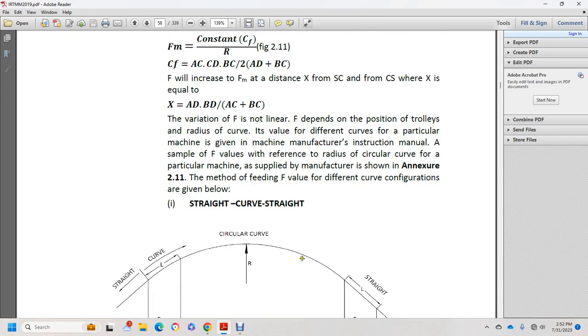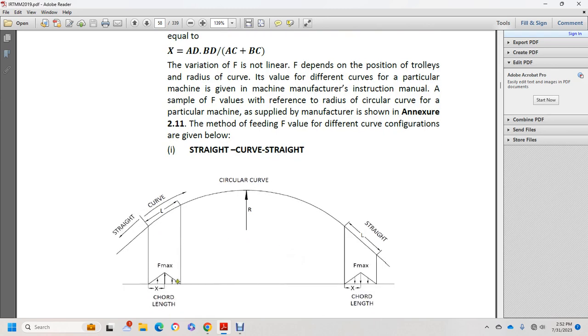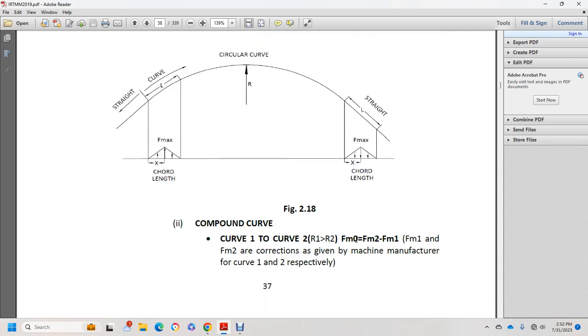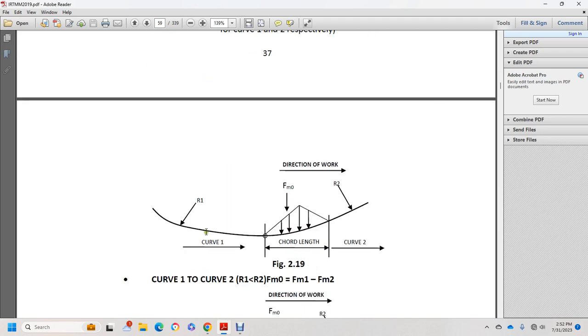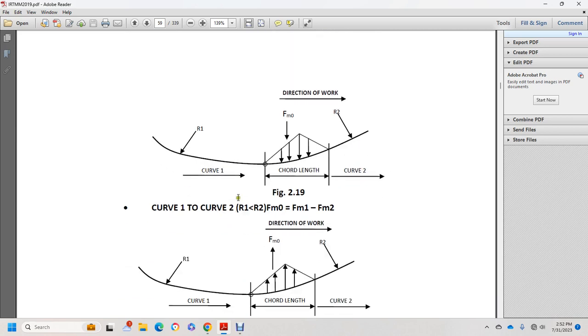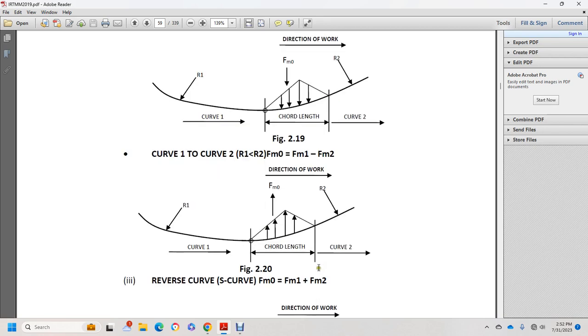First, straight curve straight, shown with the straight, the curve and the F maximum at the chord length of the circular curve. Compound curve, curve 1 to curve 2: if radius 1 is greater than radius 2, FMO is equal to FM2 minus FM1. FM1 and FM2 are corrections given by the machine manufacturer for curve 1 and curve 2 respectively. If radius 1 is less than radius 2, FMO is equal to FM1 minus FM2.